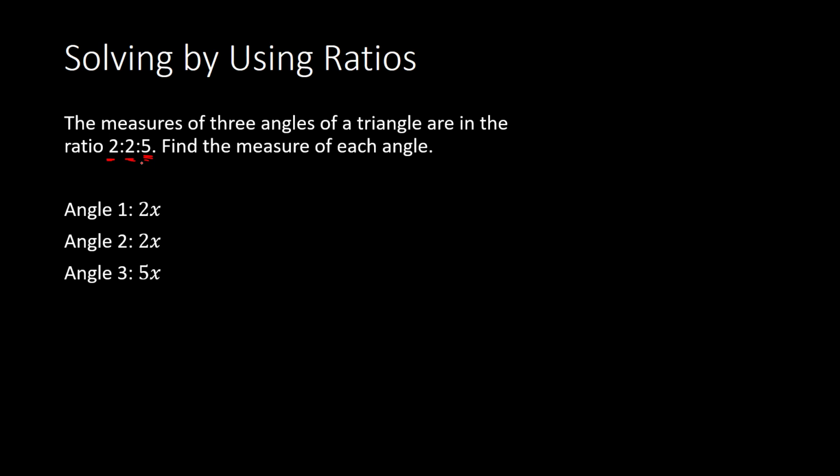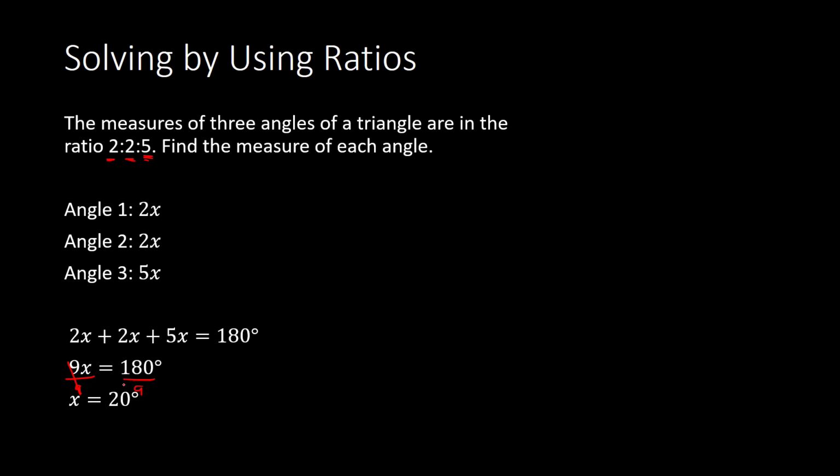So we have angle 1 is 2x, angle 2 is also 2x, and angle 3 is 5x. And I know if I add these three angles together, 2x plus 2x plus 5x is going to equal 180 degrees. So I have an equation that I can solve from this point on. 2x's plus 2 more x's plus 5x's would give me 9x's. And then to solve for x, I can divide both sides by 9, which would give me x equaling 180 over 9, which would equal 20.